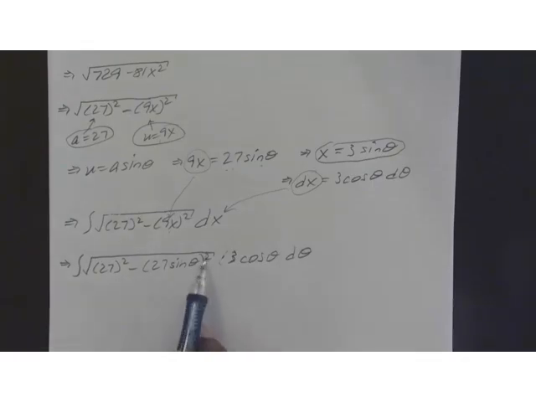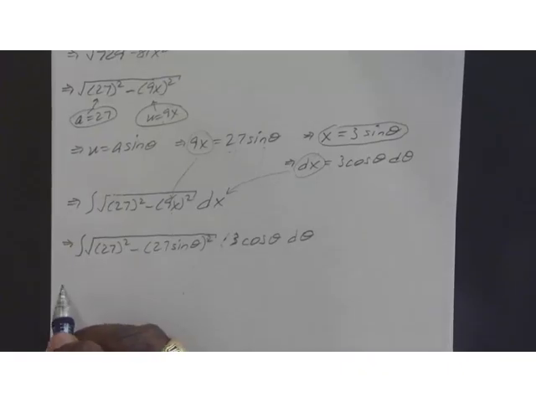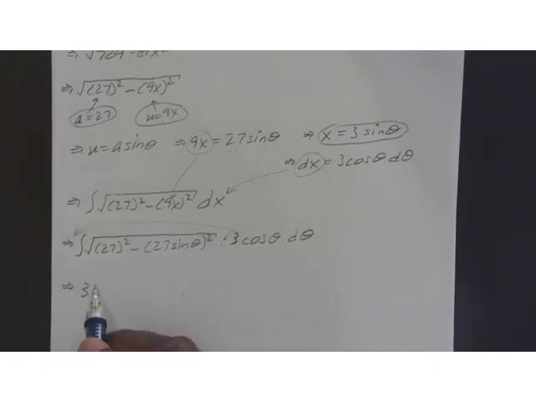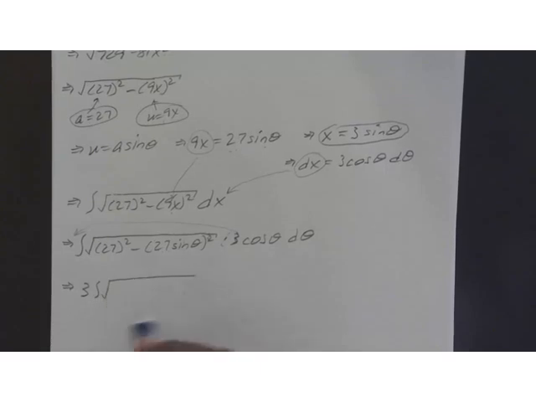Okay. So here we'll have 27 times sine of theta squared. We'll have 27 squared times sine squared. So that 3, we're just going to go ahead and factor that right onto the front just to get it out of the way. So we have 3 times the integral of the square root of 27 squared, or if you want to put 729, you can. I just choose 27 squared minus 27 squared times sine squared of theta times cosine of theta with respect to theta.